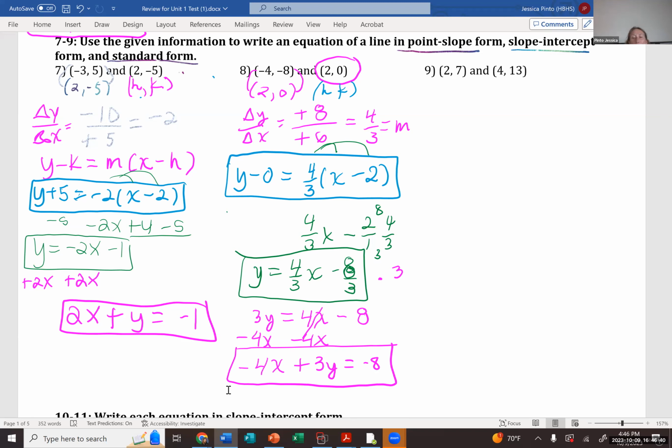So what we want for standard form is just that the coefficients and the constant are all whole numbers. It used to be that we had to have a positive, and if we were going to do that, what we would do is we'd change the sign on everything.